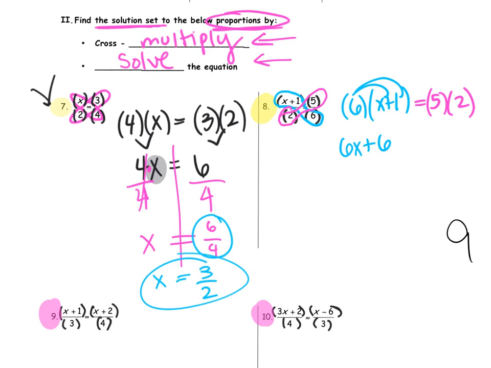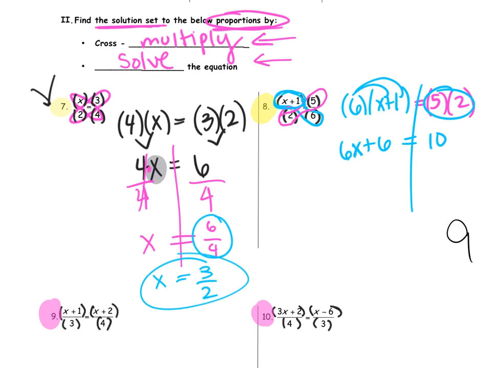Notice, if you don't put the parentheses around this x plus 1, you're probably going to end up doing this, which is wrong. 6x plus 1 is not the same thing as 6x plus 6. That's why I encourage you, please, oh please, use parentheses. So this would have been wrong. That's the left-hand side. I have 6x plus 6 equals 5 times 2, which is 10. And we want to start to get x by itself.